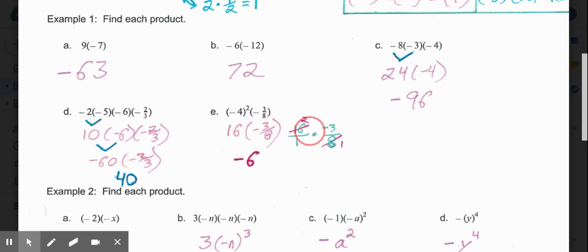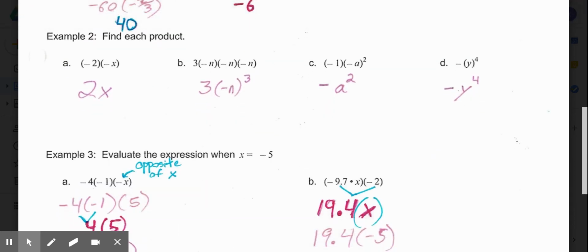So we can think of that as 16 over 1 multiplied by a negative 3 over 8. The 16 and 8 can be simplified to 2 and 1. So we end up with a negative 6 over 1, or a negative 6.